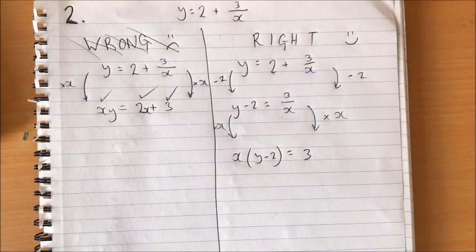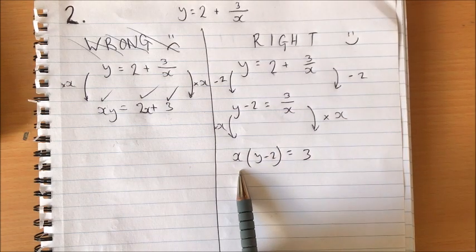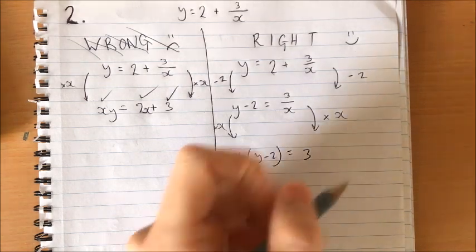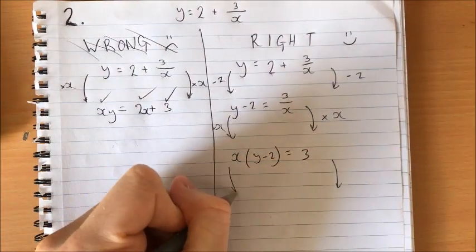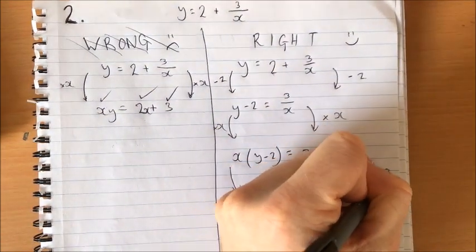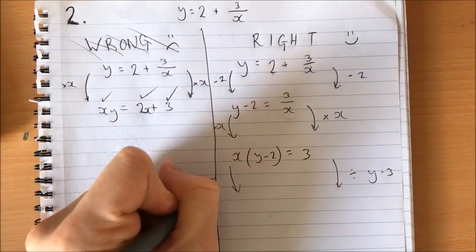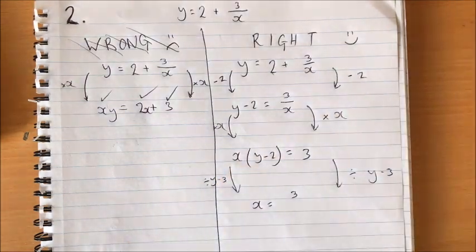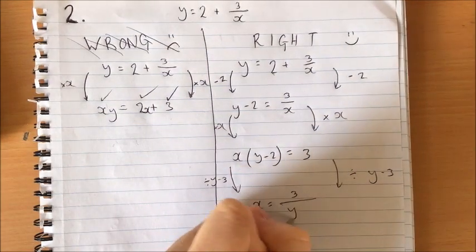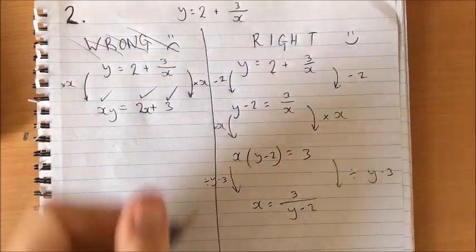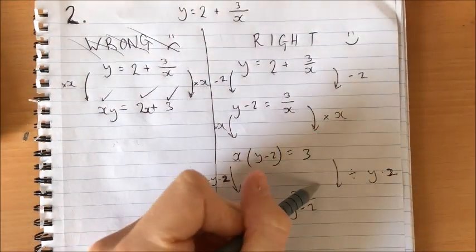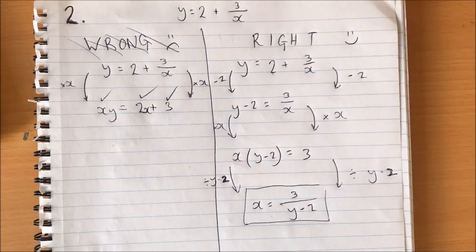Very, very nearly at my solution. Now, I just want x on its own, but at the moment I've got x times by this bracket. So if I divide by this bracket for both sides, so I divide by y minus 2 and divide by y minus 2, I'm going to get x equals 3 all over y minus 2. Okay, and this is my solution.